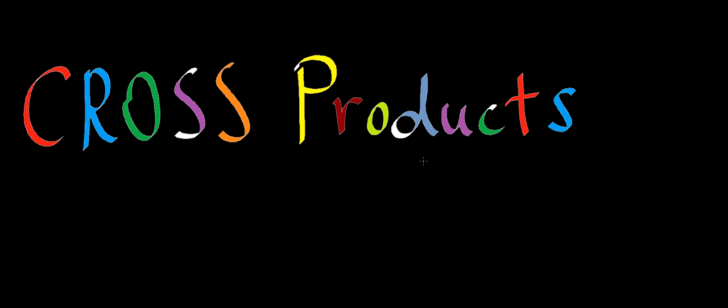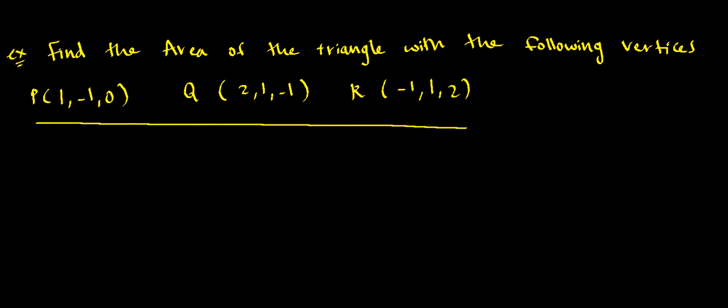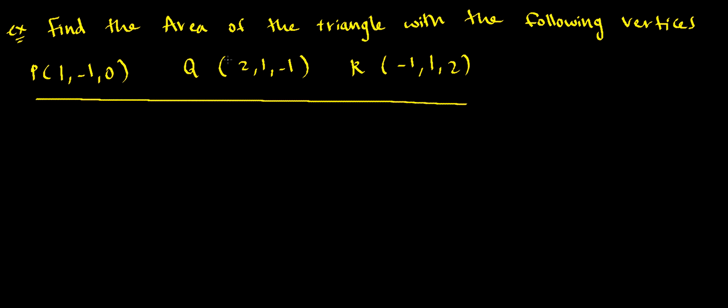So let's solve an exercise using cross products. Here's the problem. It says find the area of the triangle with the following vertices, and then you're given 3 points P, Q, and R. So I suggest you pause the video and try and solve this problem yourself, then come back and see how I solve it.